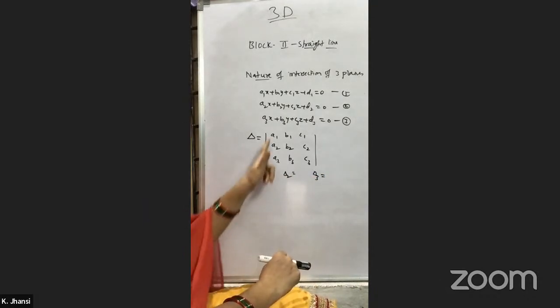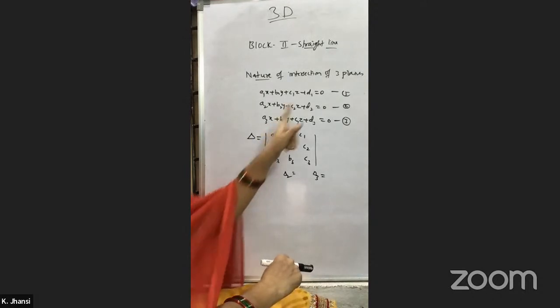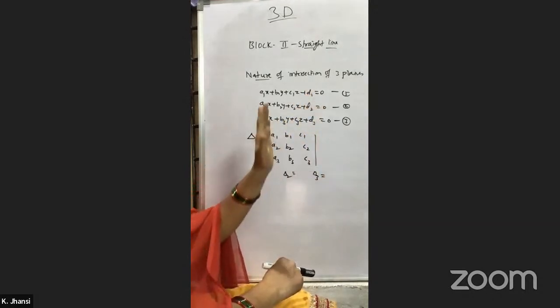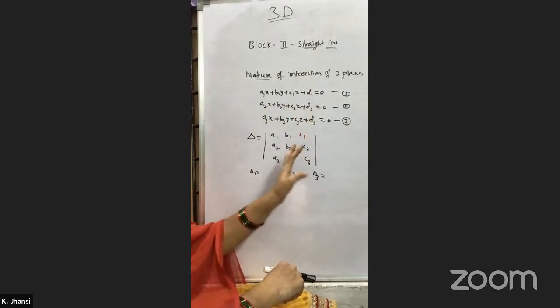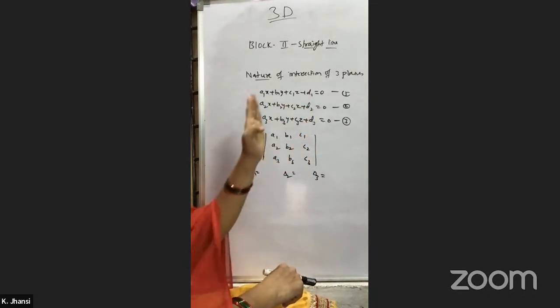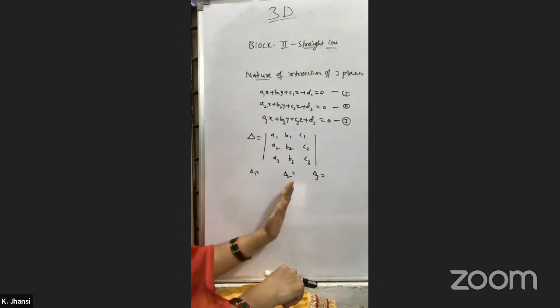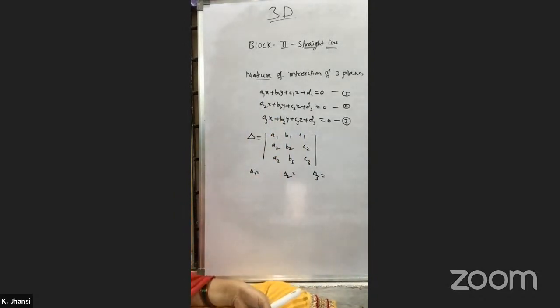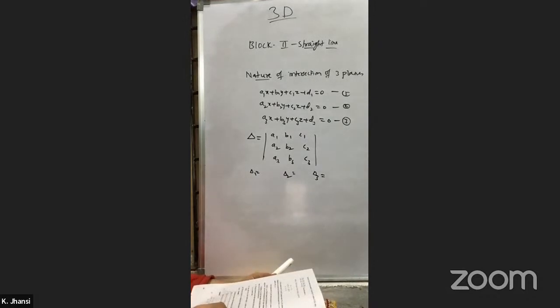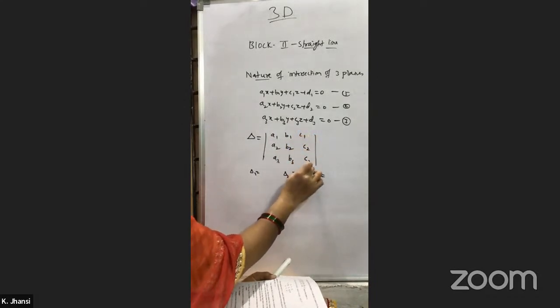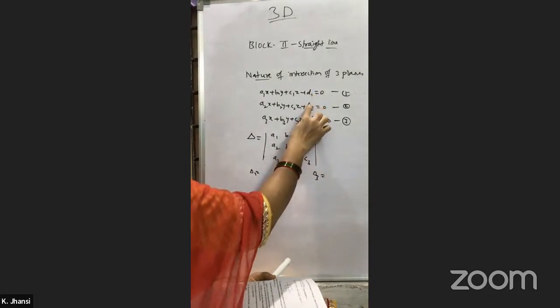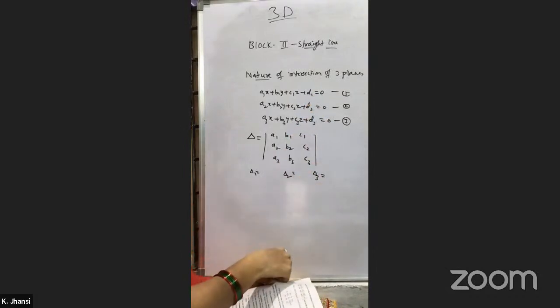So in place of any one column, you have to write D1, D2, D3 values. If you write the first column as D1, D2, D3, you will get delta 1. If you write the second column, you will get the delta 2 value. That formula is also given here. So delta 3 is, instead of C1, C2, C3, if you write D1, D2, D3, you get the delta 3 value.